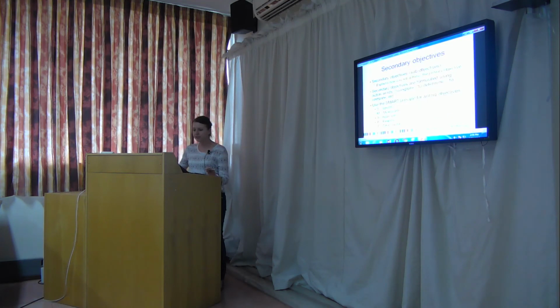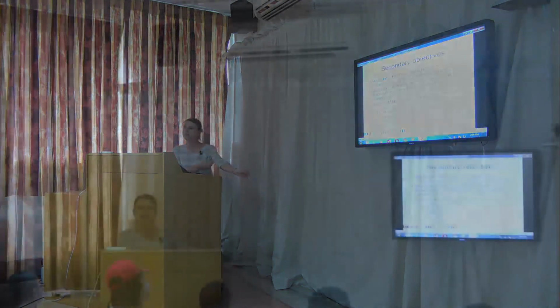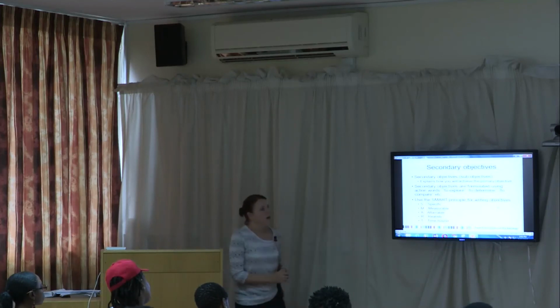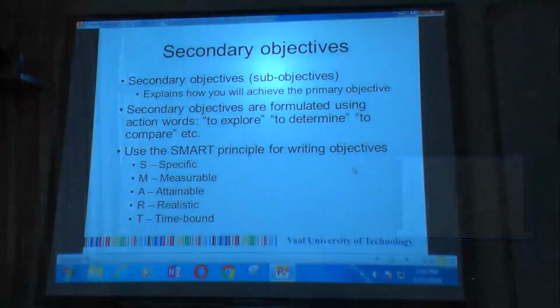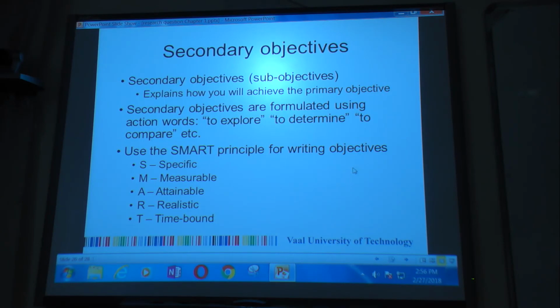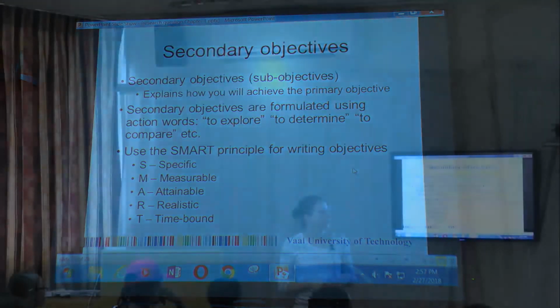Then we go to the secondary objectives. The secondary objectives are the sub-objectives of your study. So you have a main objective, but how are you going to reach that main objective? There might be certain things that you need to look at or need to do in order to achieve the primary objective of your study. So those sub-things that you need to do, or those actions that you need to take in order to achieve the primary objective, they are called the secondary objectives of your study. All right. So it explains how you will achieve the primary objective.